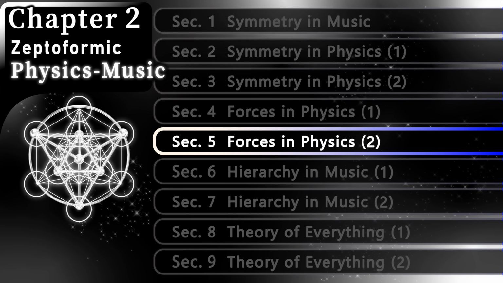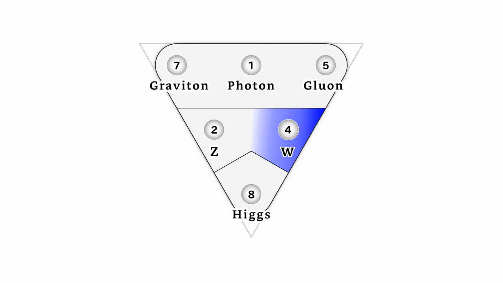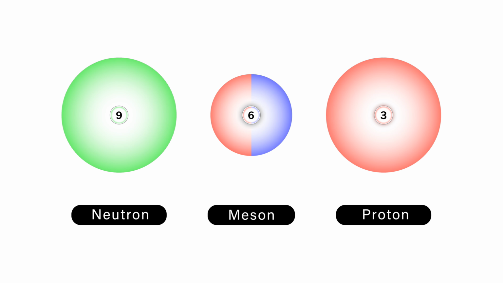Chapter 2, Section 5, Forces in Physics, Part 2. In the previous section, we discussed the isomorphism between 6 Enneatypes and 6 bosons. Then, in this section, we discuss the other 3 Enneatypes. These Enneatypes represent composite particles.